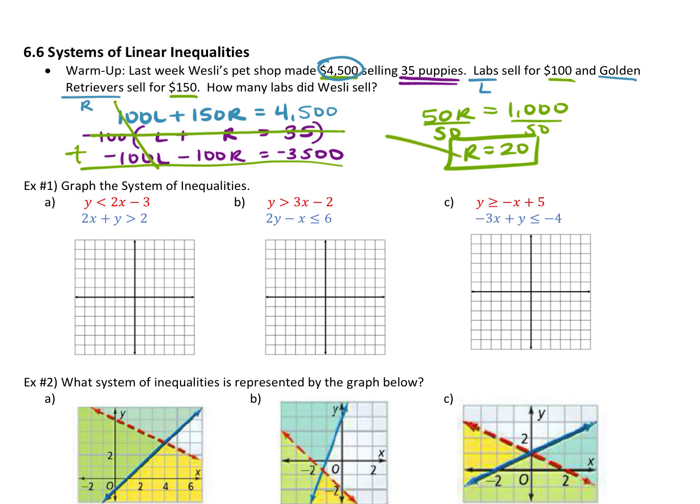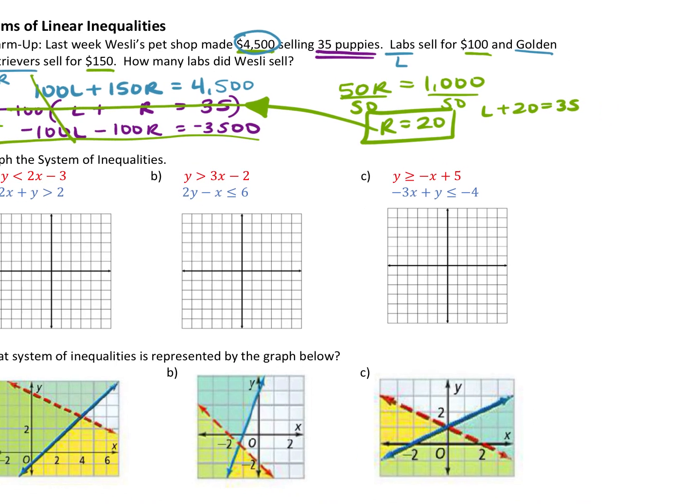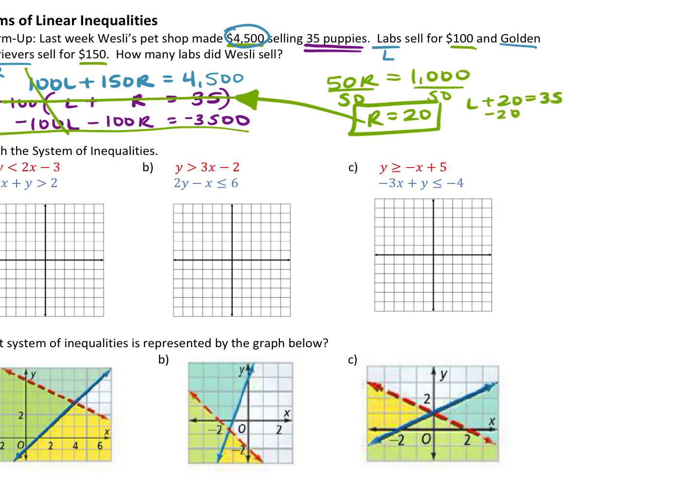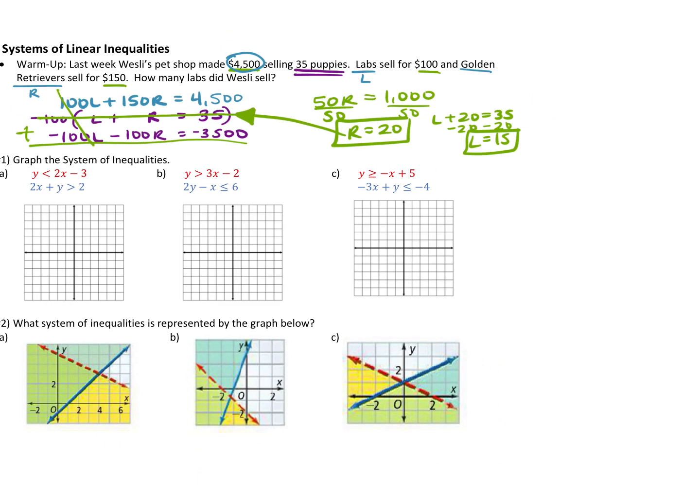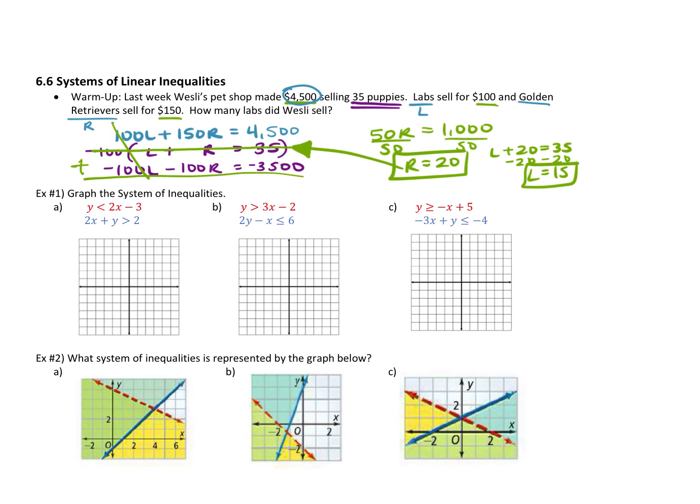So then I would come back over to this one that I crossed out. Labs plus 20 equals 35. So we're going to take away the 20, and labs equals 15. So then you should tell me at the end of the problem, there were 20 golden retrievers and 15 labs. Okay? I'm not going to write that down right now, but make sure you label your answers for me.